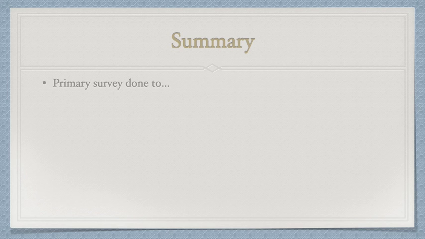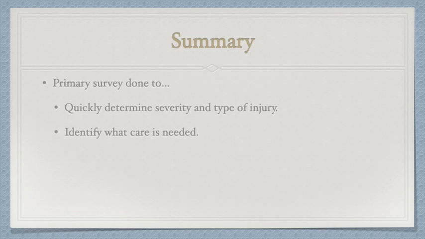Again, primary survey is done quickly, and again, it's quick. This shouldn't take longer than 30 seconds to do this step. Quickly to determine the severity and type of injury. Do we want to make sure that they are conscious? Are they breathing? Because if they're breathing, they have a pulse. If they're not breathing, we assume that they don't have a pulse, and we need to go straight to CPR. And to identify what kind of care is needed immediately.